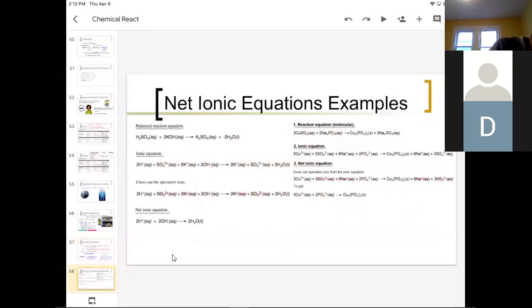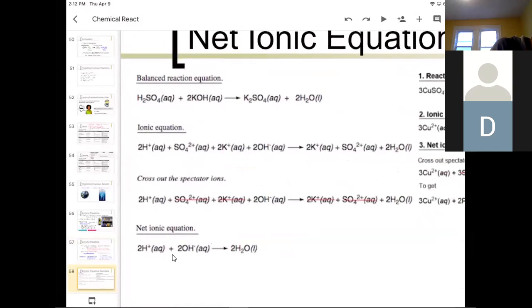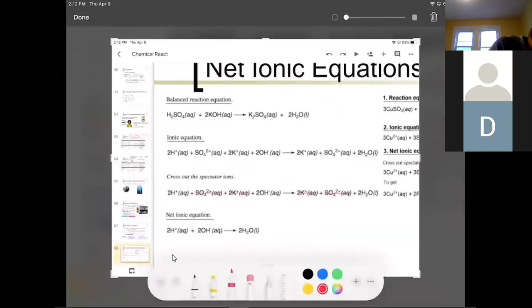All right, so I have these two examples. I'm going to look at the first one really quickly, and then I'll go over the worksheet. Here I have H2SO4, or sulfuric acid, and it's going to get mixed with 2KOH. They go to the products, K2SO4 plus 2H2O. This one happens to already be balanced, but we're going to look at it anyway.